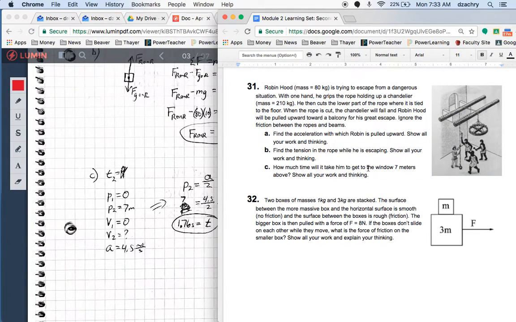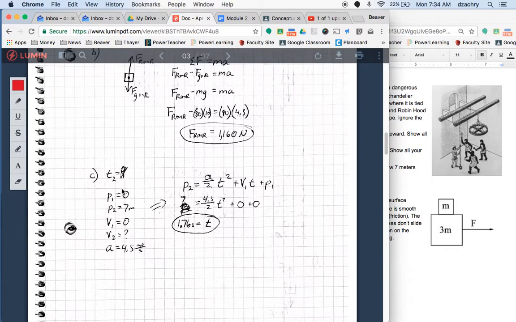And then finally, how much time will it take him to get to the window 7 meters above? List down the things that we know, use one of our equations, and plug in the numbers. He starts at rest, and so it takes him 1.76 seconds.